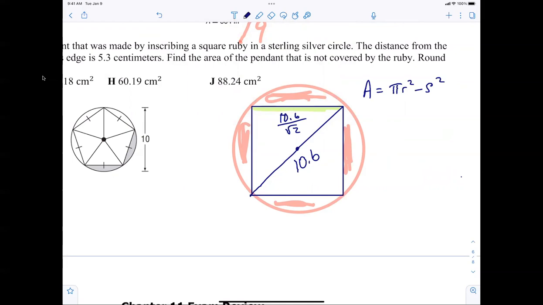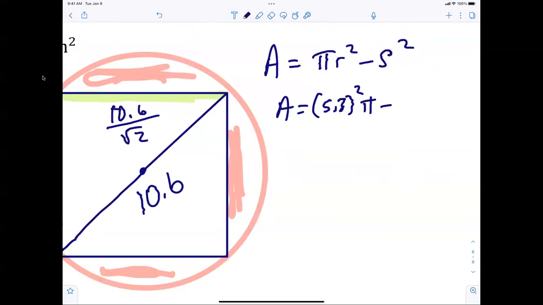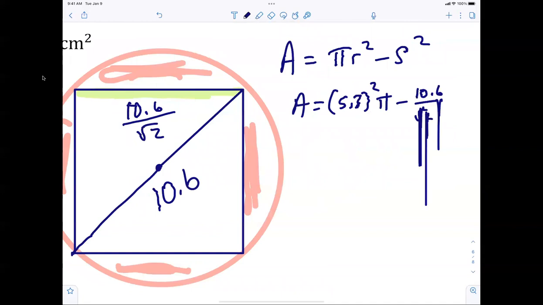Okay, so the radius is 5.3, times pi, minus, and then this was 10.6 divided by the square root of 2, squared.